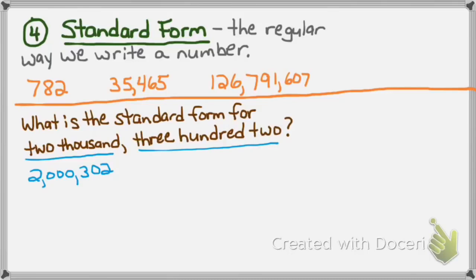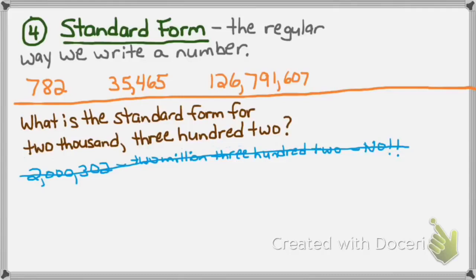But if I went back to read that number, I would read it, the 302 is in the ones column, thousands, millions. That number is read 2,302. And is that what I have here? No, I have two thousand, three hundred two. So no, that is not correct.